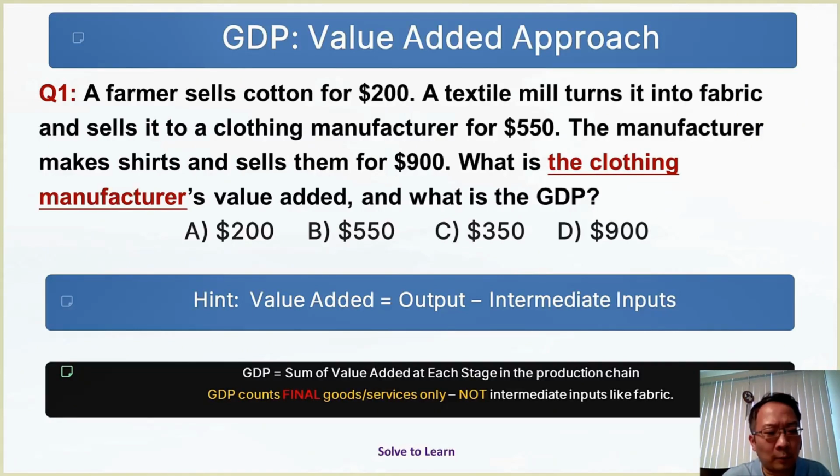Solving problems is still the best way to learn. Let numbers tell the story of economics. That's the real economic thinking. So, we'll continue teaching through problem solving. Let's look at the second question.